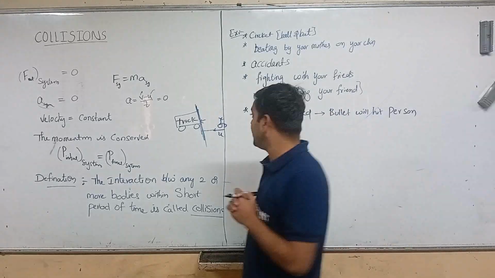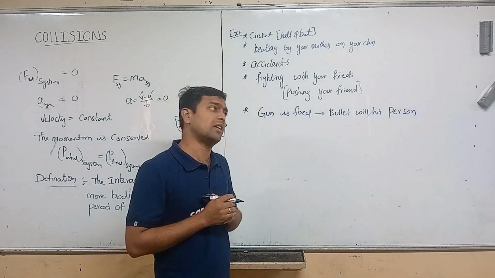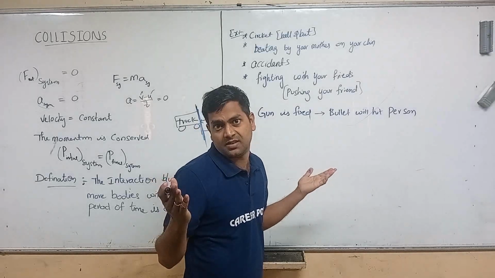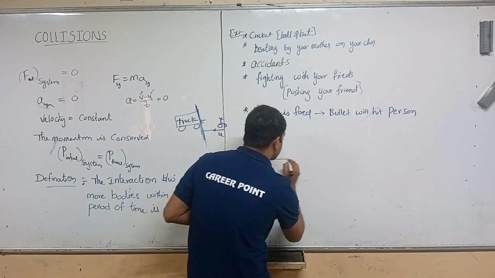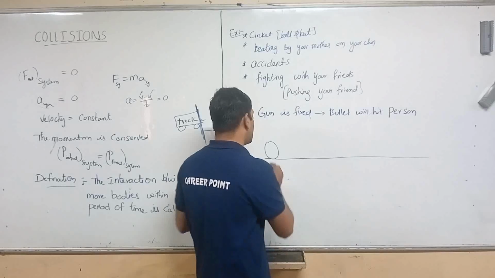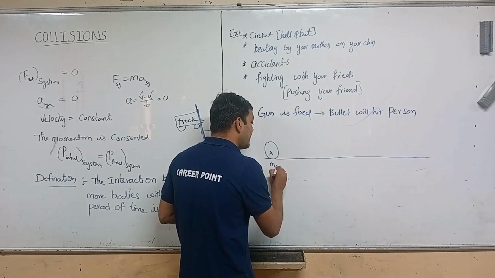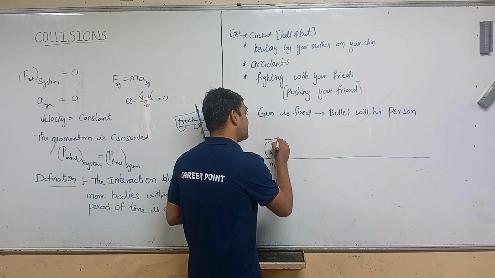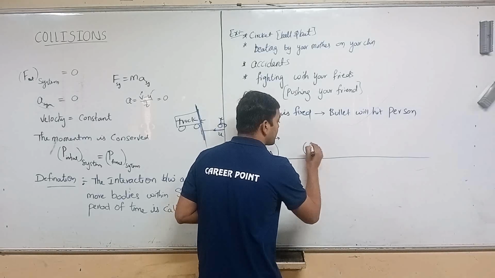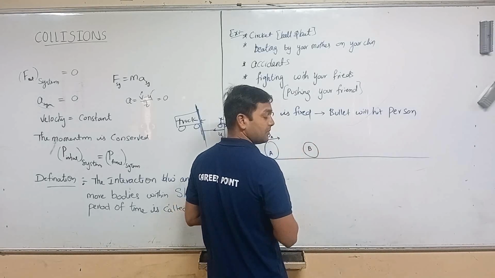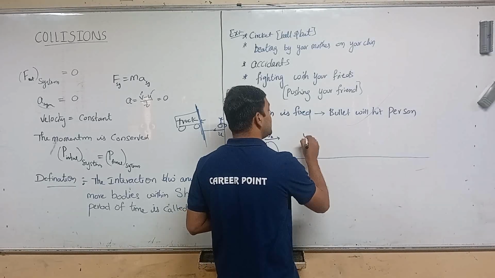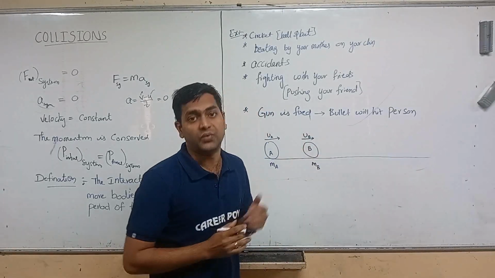Okay, so let us take a best example, or in our physics terms, let us take free body diagrams. So here let us take an object A, having mass ma, moving with a certain velocity ua. Another mass is also there here, let us call that B. This object has a mass mb, and it is moving in this direction with velocity ub.